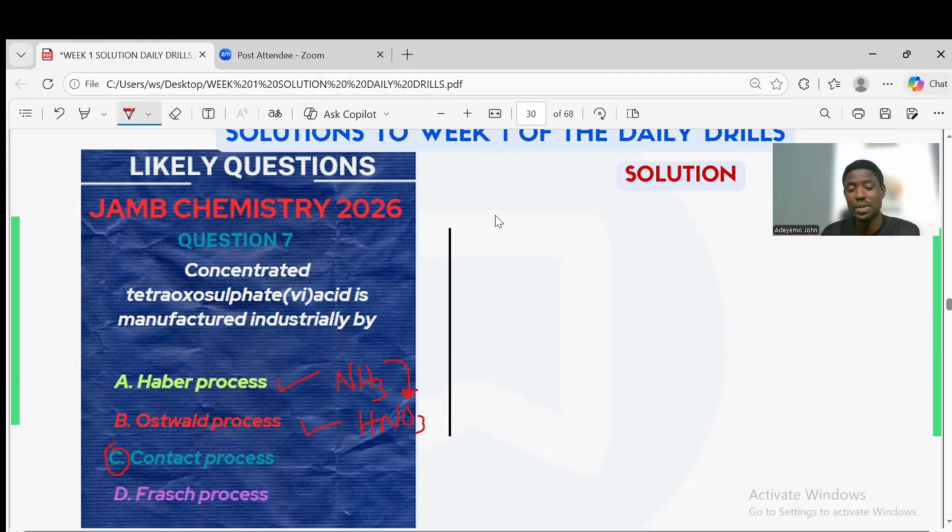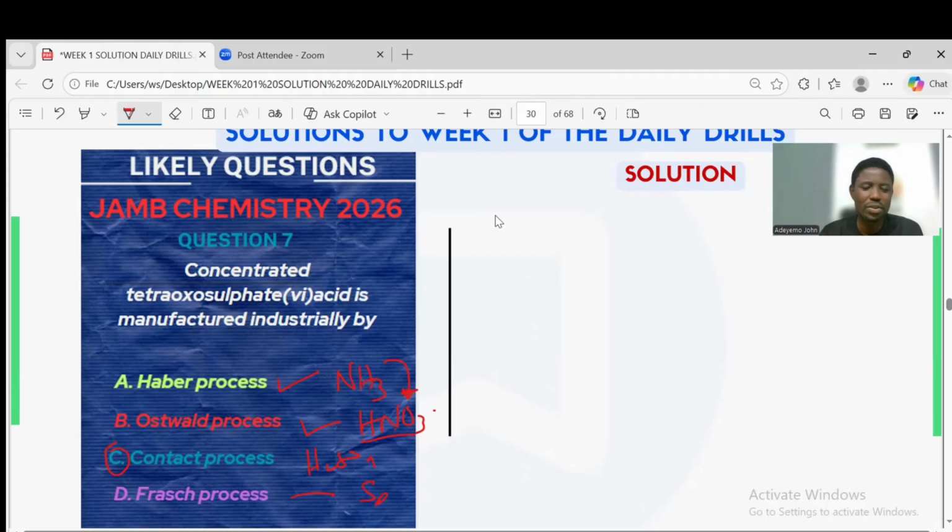First of all, you react ammonia with oxygen, you form NO. NO with more oxygen forms NO2. You now dissolve NO2 in water in the presence of oxygen to form HNO3. So oxidation of ammonia will produce that. Contact process is H2SO4.